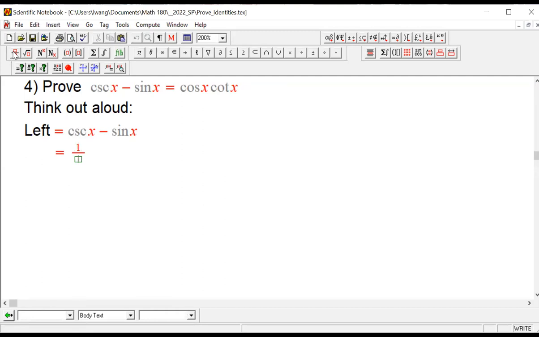So I'm going to write cosecant x equals 1 over sine x, so this is minus sine x. Now we need to make a common denominator. The common denominator is sine x, so we're going to multiply by 1, and that 1 is going to serve our purpose to get that common denominator: sine x over sine x. As a result, we have the same denominator, sine x, and we keep it. On the top, we get 1 minus sine squared x.